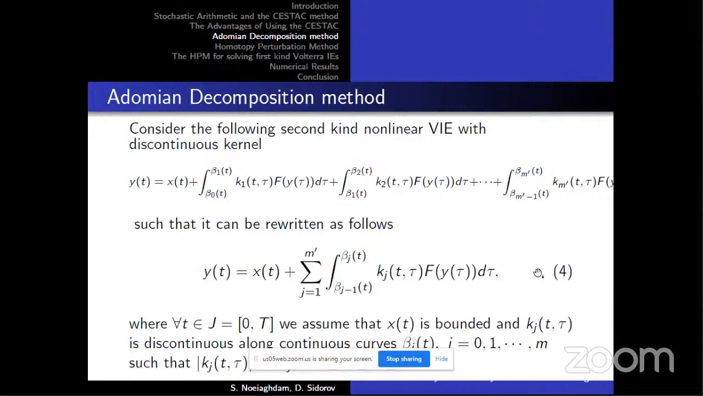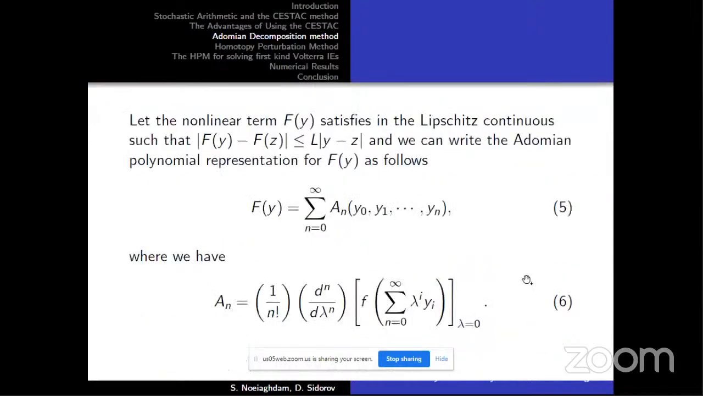About the method. The first one is the Adomian decomposition method. In this study, we want to cover both the second kind and first kind, linear and non-linear forms of the problem. You can see this relation, which is the second kind integral equation with a continuous kernel, non-linear, to which we want to apply the Adomian decomposition method. We have a Lipschitz continuity condition here. We need this condition for proving our theorems.